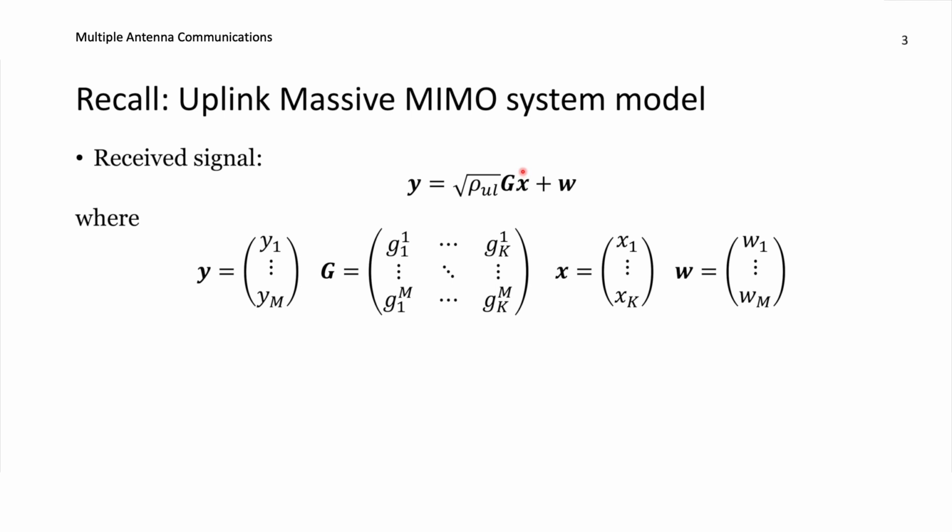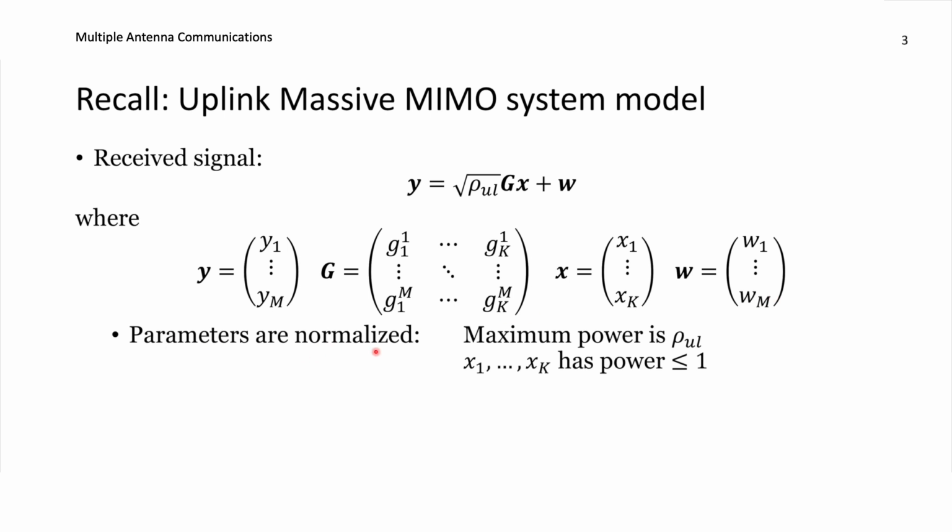Then we have the vector x, which is a K-length vector containing the signals transmitted from user 1 to user K. And these signals can represent both information that we would like to convey and also known sequences, pilots that are used for channel estimation, and that is what we will consider in this lecture. And finally, we're adding the noise, w1 to wM. And the parameters are normalized here, so the maximum power is going to be rho uplink, and then x1 to xK have a power that is smaller or equal to 1.